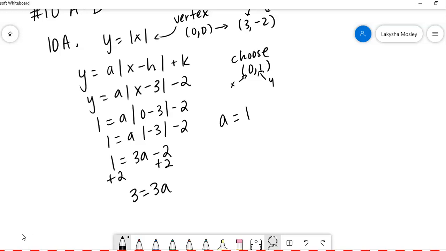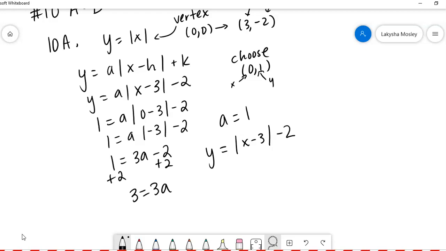As you can see, we have no vertical stretch or compression, and the final answer would be y is equal to, we don't have to write the 1, but we'll just write absolute value of x minus 3, minus 2.